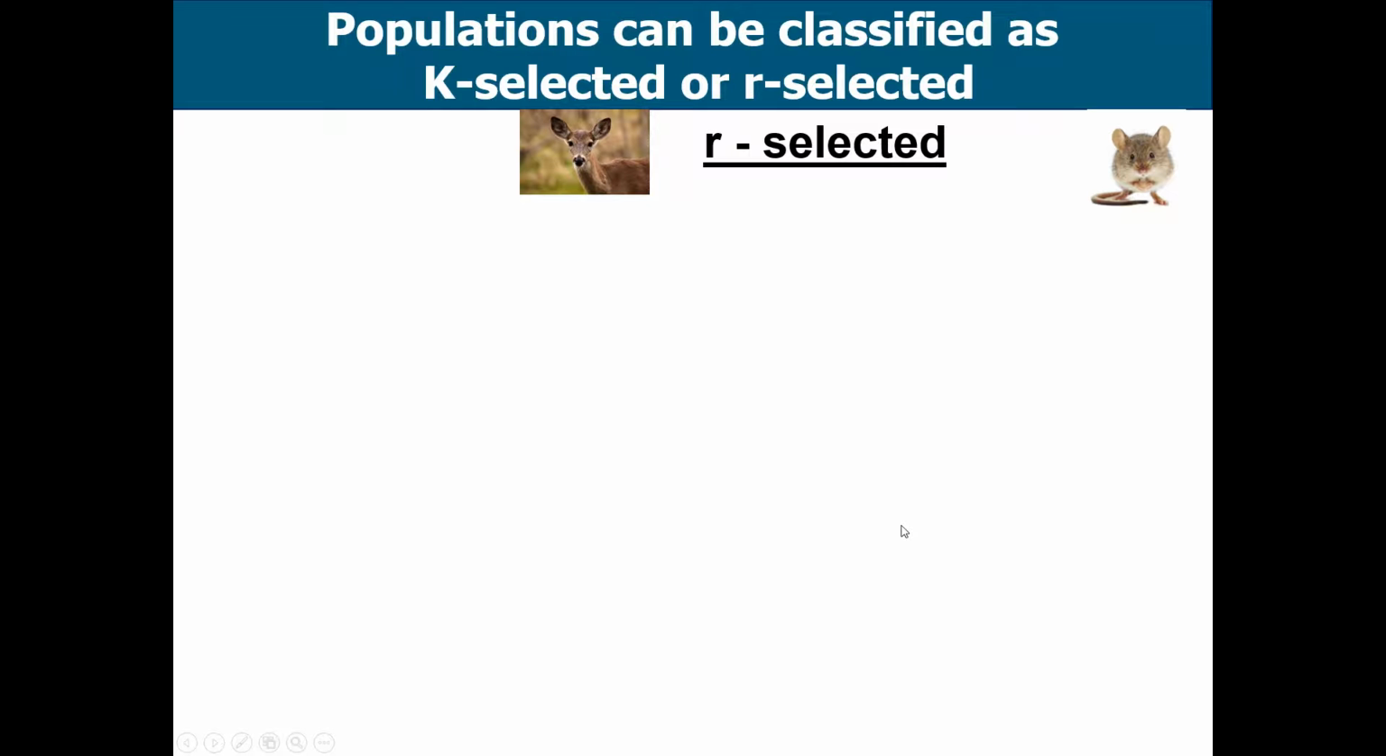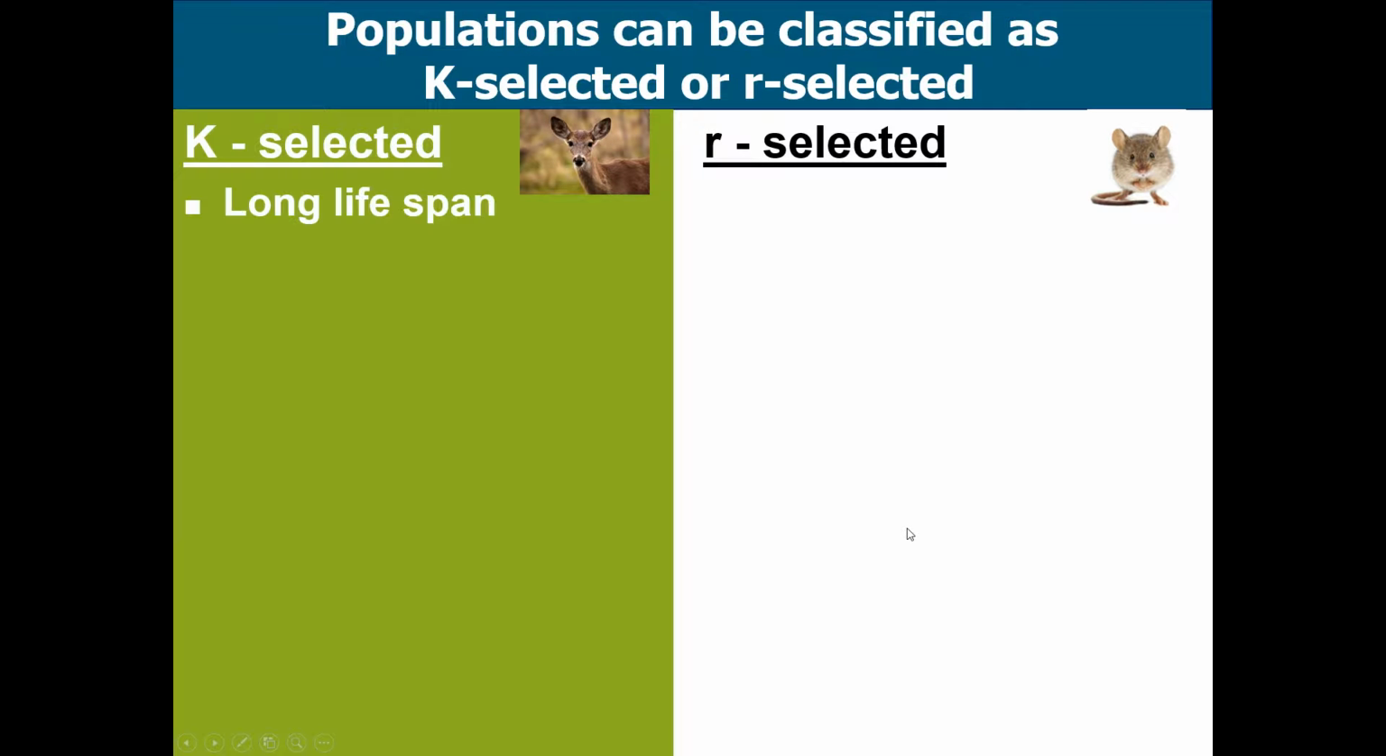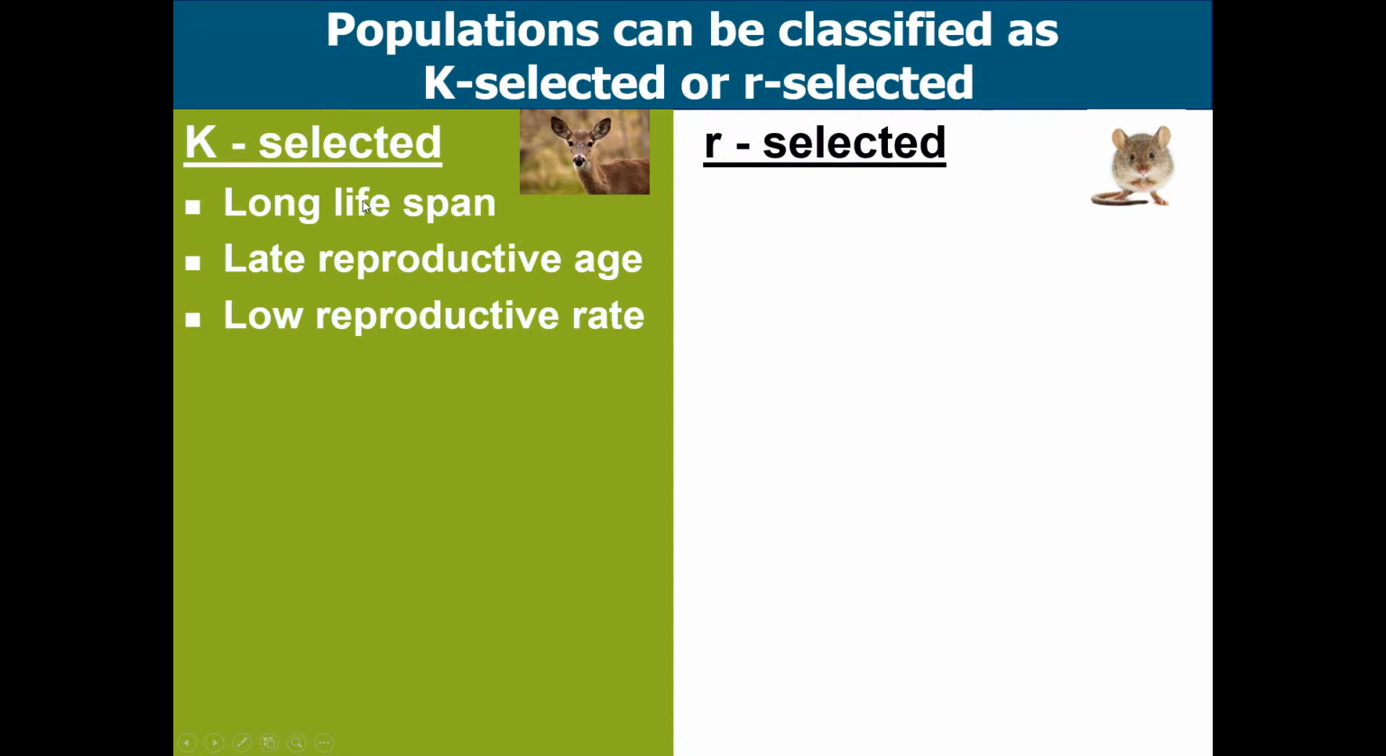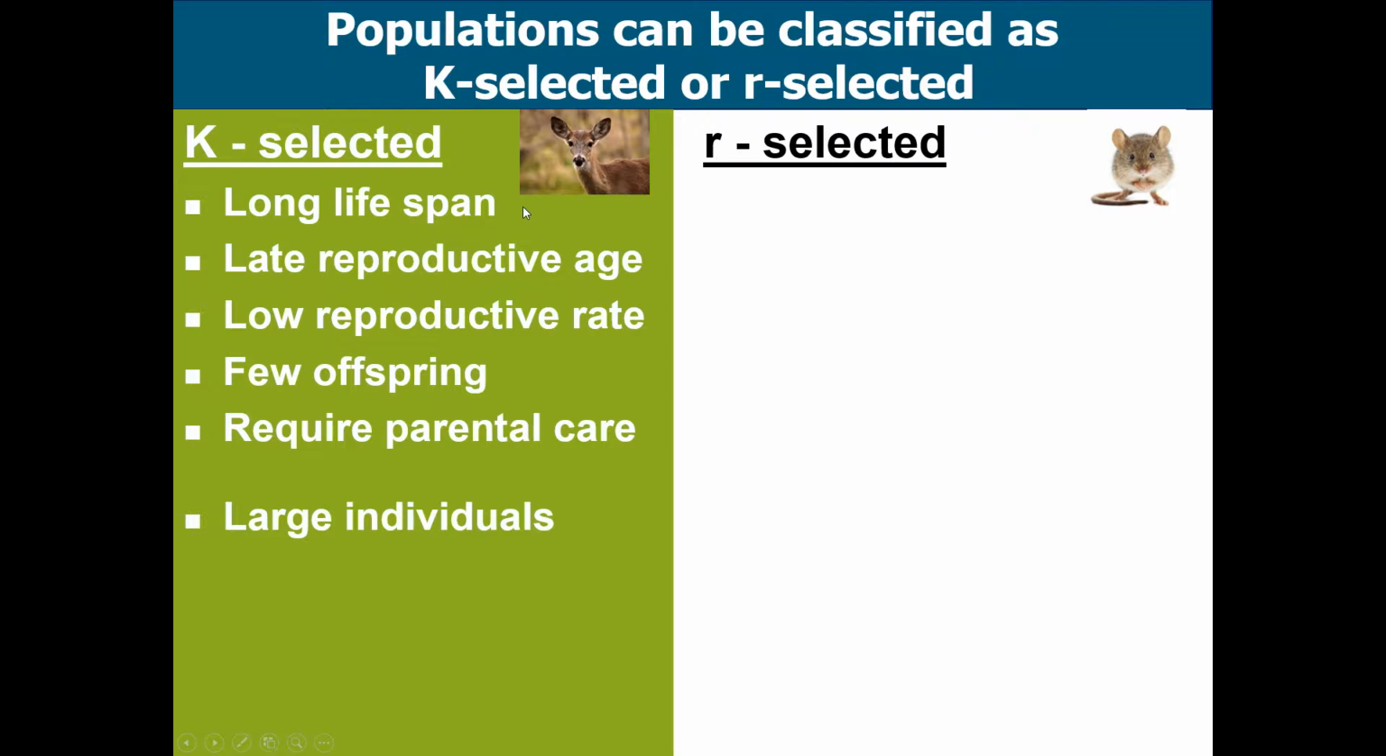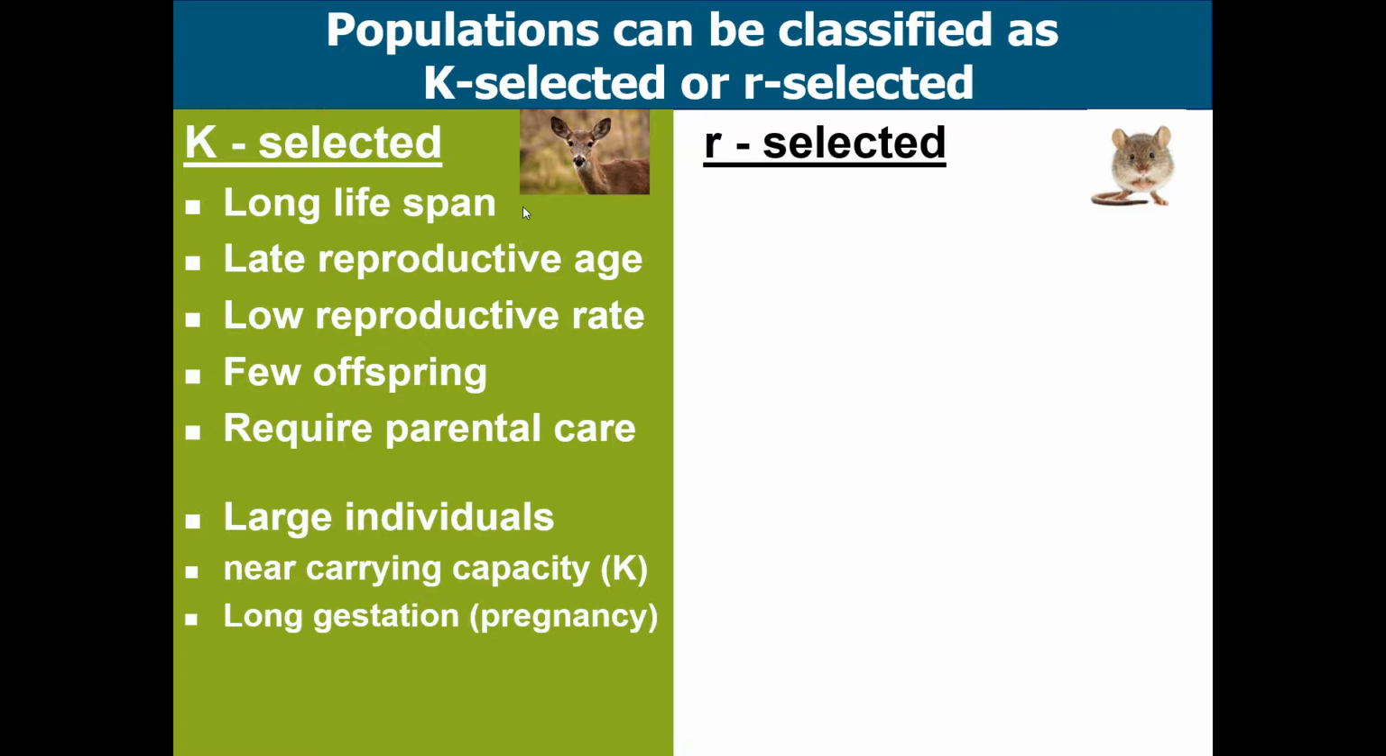Populations can be classified as K-selected or R-selected. K-selected, remember we said K for kangaroo, it's larger species. They have a long lifespan, a late reproductive age, which means the age at which they first start to reproduce is later than R-selected. For example, deer start to reproduce when they are 2 years old. Mice can reproduce when they're about 6 weeks old. Low reproductive rate, they don't have many offspring. They require parental care. They are large individuals, near carrying capacity, so they reach that dynamic equilibrium. They have a long gestation period or time of pregnancy.